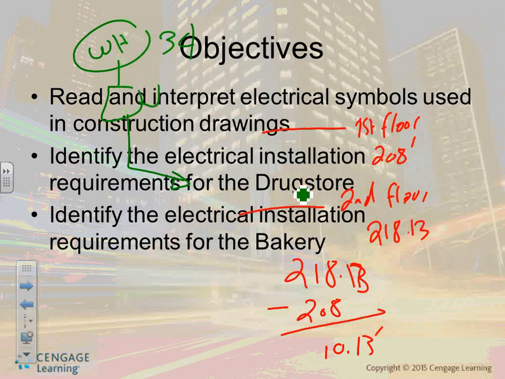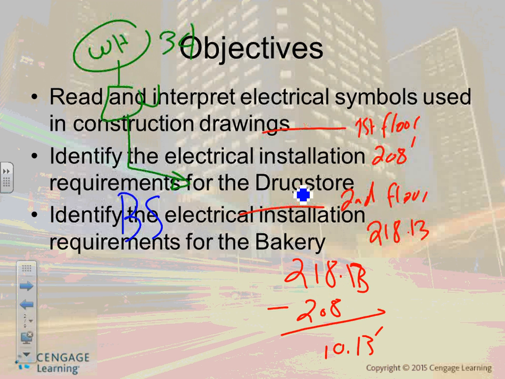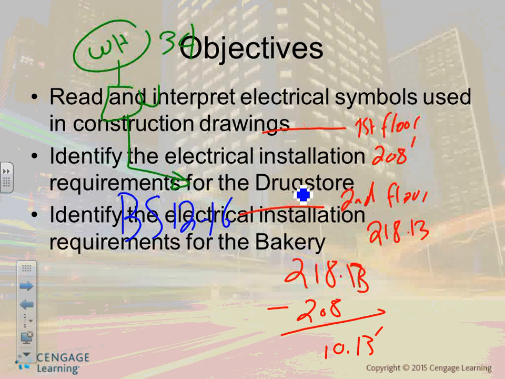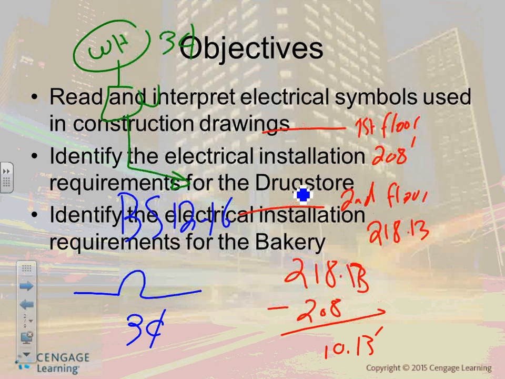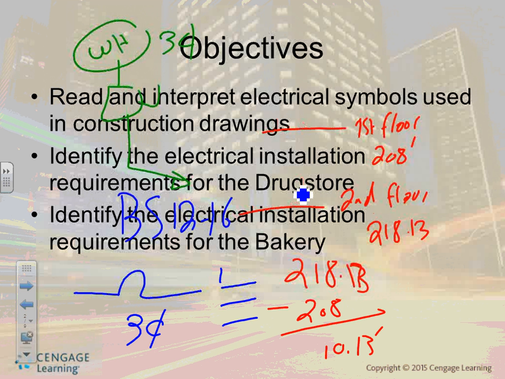Here's my home run. My home run says BS 1216. It means it needs a three-phase circuit breaker that's going to take 3 slots. So slot 1, slot 2, slot 3. This slot is 12, this is 14, this is 16.